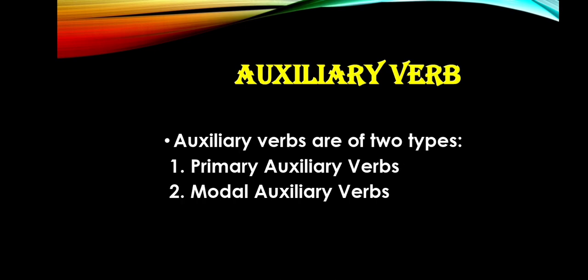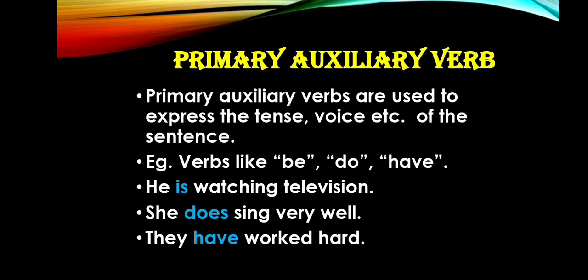Auxiliary verbs are again of two types. As we have seen, main verbs are of two types, regular and irregular verbs. In the same manner, auxiliary verbs are also divided into two subtypes as primary auxiliary verbs and modal auxiliary verbs. Primary auxiliary verbs are used to express tense, voice, etc. of the sentence. See, for example, the verbs like be, do, have, these are the examples of primary auxiliary verbs.